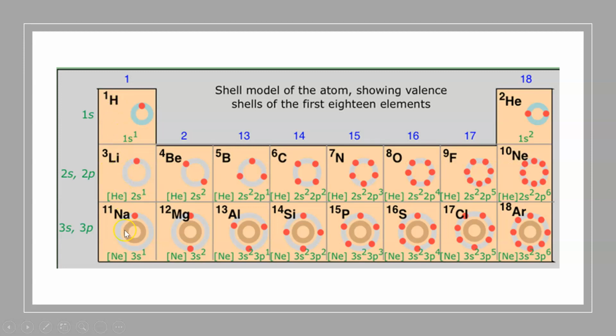If we look down the groups, these guys all have 1 electron in their outer shell. These have 2 electrons in their outer shell. These have 3 electrons in their outer shell. So number of shells, horizontal. Number of electrons in their valence shell, vertical.